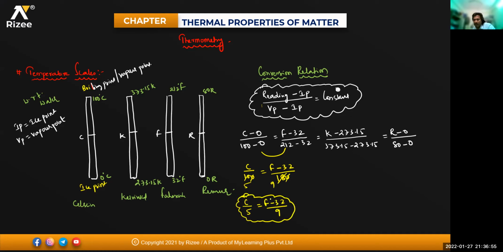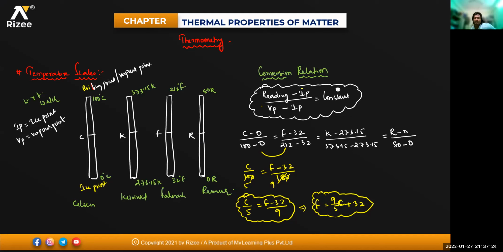In the same way, I can write the value of F from this one. F is equal to 9 by 5 into C plus 32. So if the Celsius scale reading is given, it will be 9C divided by 5, or 9 by 5 into C plus 32. That will be the reading in Fahrenheit. Clear for everyone? So this is a conversion factor you need to remember.